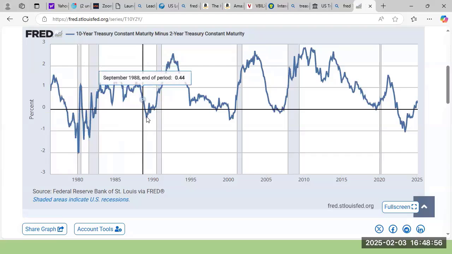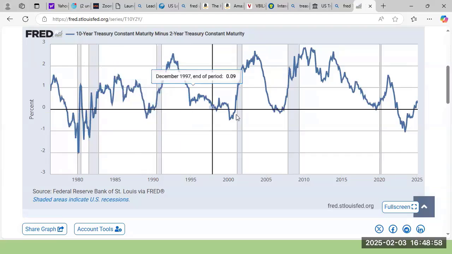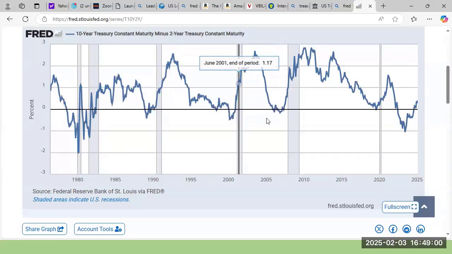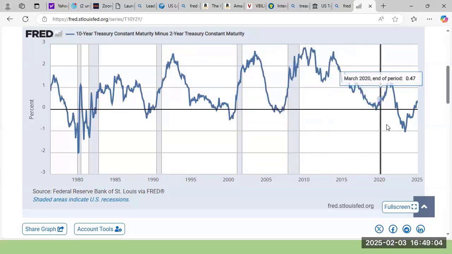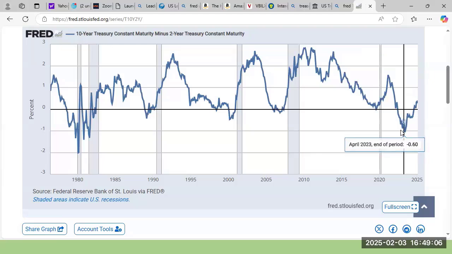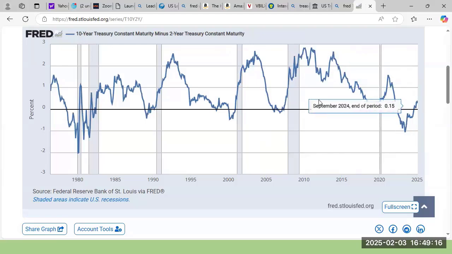So what do you notice? Negative, recession; negative, recession; negative, recession; negative, recession; negative, no recession. So this last time it failed. Or the recession is still coming, it just hasn't gotten there yet. But you can see where we are today.